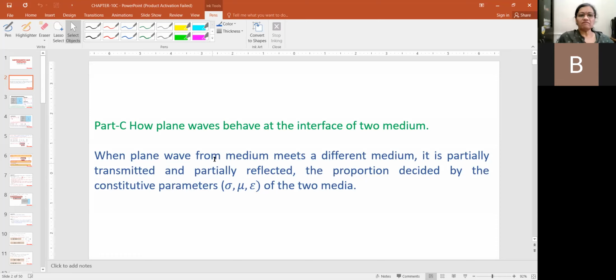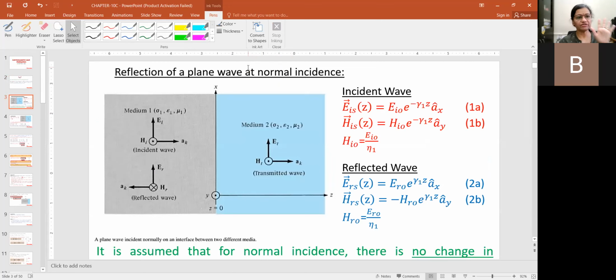When a plane wave from one medium meets a different medium, it is partially transmitted and partially reflected. Meaning, if this is my interface, and I call this medium 1 and this medium 2, then a wave incident on it, first we will see normal incidence. Normal means 90 degrees. When it is incident normally, part of the wave will simply go ahead and get transmitted, and part of the wave will get reflected. How much gets reflected and how much gets transmitted depends on the constitutive parameters of both the media involved.